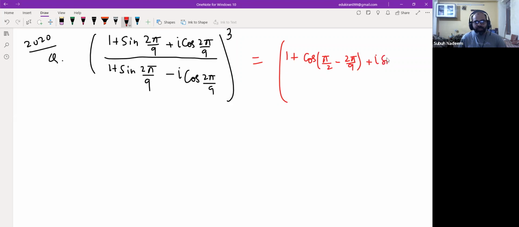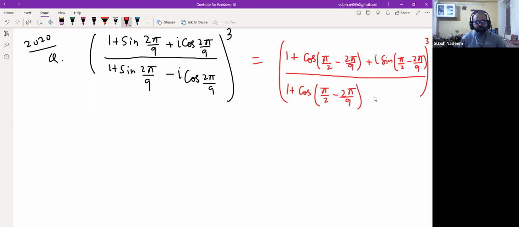Plus iota sine pi by 2 minus 2 pi by 9. So this to the power 3. So complementary angle formula I'm applying. That is sine theta is cos 90 minus theta and cos theta is sine 90 minus theta. This is 1 plus cos pi by 2 minus 2 pi by 9 minus iota sine pi by 2 minus 2 pi by 9.